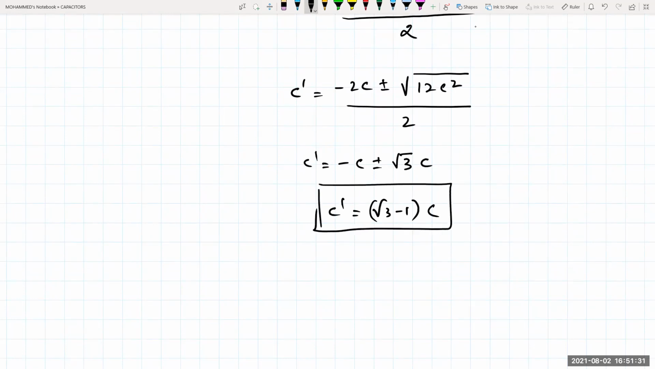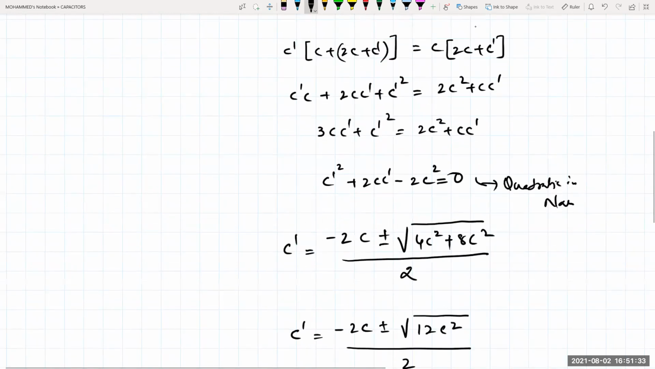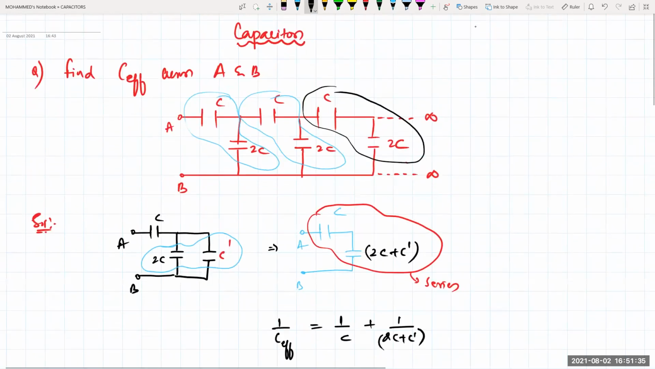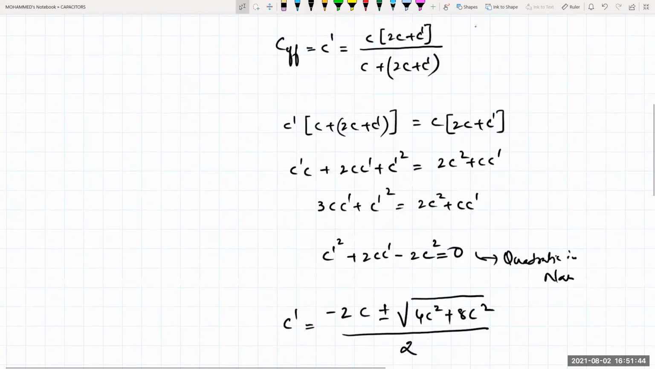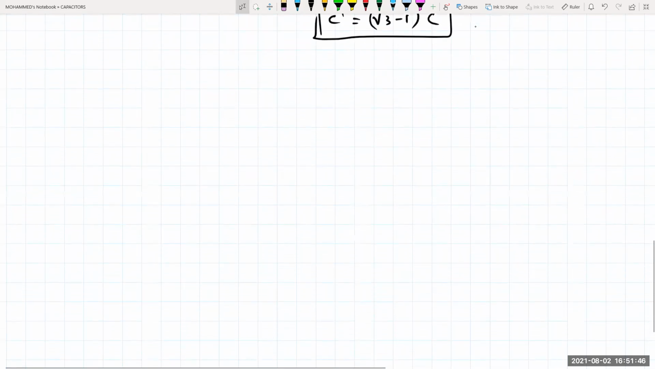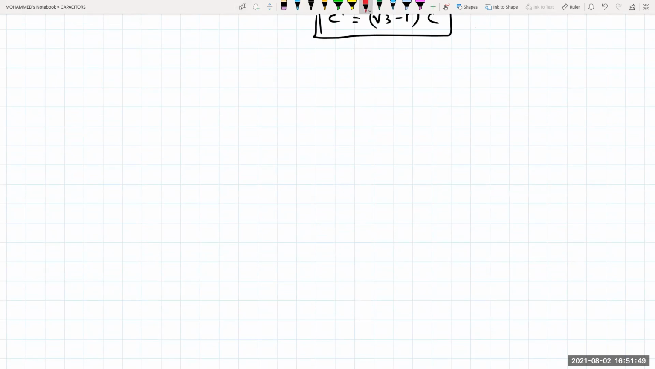Clear? Got an idea how to do the infinite number of resistance problems? Whenever you're seeing the infinity, remove it and give it a name. Once you identify the series and parallel parts of the relation, then C effective you write like that only. Whatever name you're giving, remove it and use the same name. Even if it is 1 by anything, we take it the same way. I'll give you one more question. Take a paper and pen and try to do it out.